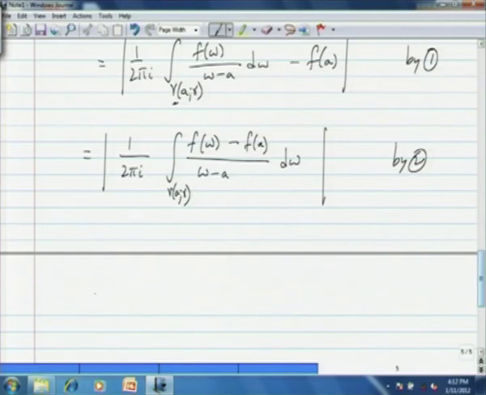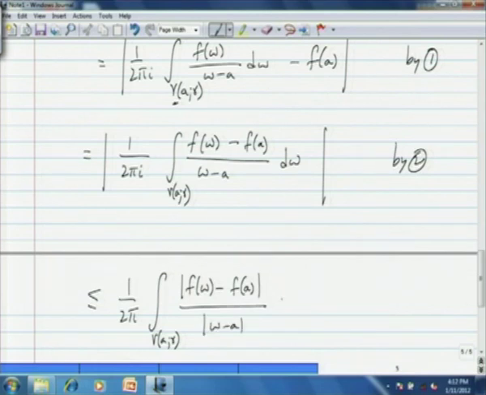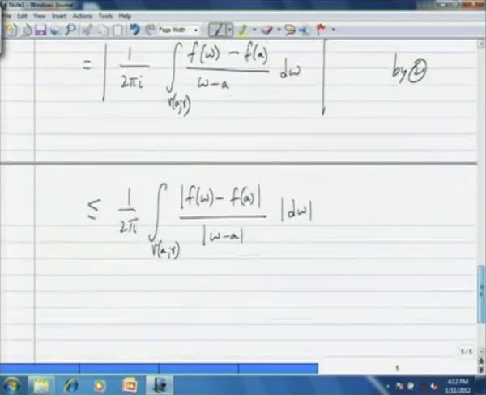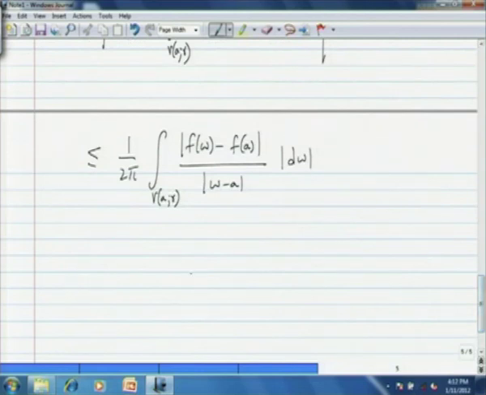Then by the estimation theorem we had earlier, this is less than or equal to 1 by 2 pi times the integration over the circle gamma a r of the modulus of f of w minus f of a by modulus of w minus a, times modulus dw. That is by the estimation theorem, and this is less than or equal to 1 by 2 pi times M, let me say what M is. M is the maximum value or the supremum of the modulus of f of w minus f of a on the circle. I will write that down, times the integral over gamma a r of 1 by modulus of w minus a, mod dw.